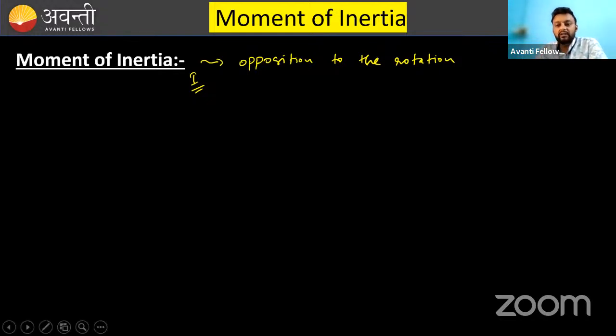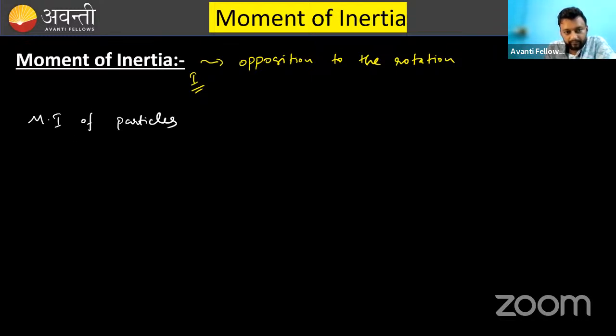Now, how is it calculated? For its calculation, we will see moment of inertia of particles. Two types of moment of inertia we will see. One is for discrete particles and the other is for continuous bodies. So for particles, I am describing it for the first time.